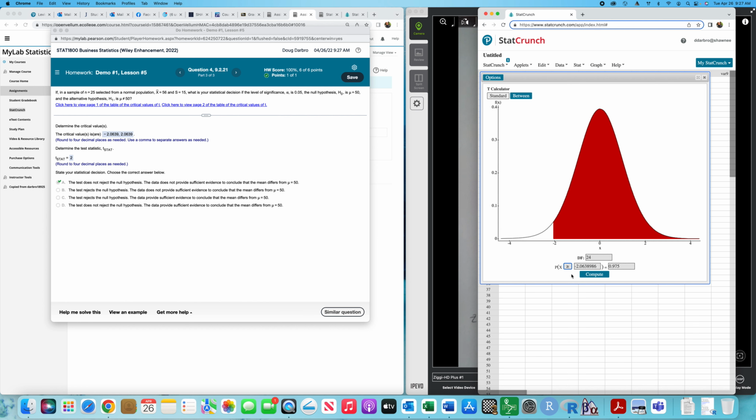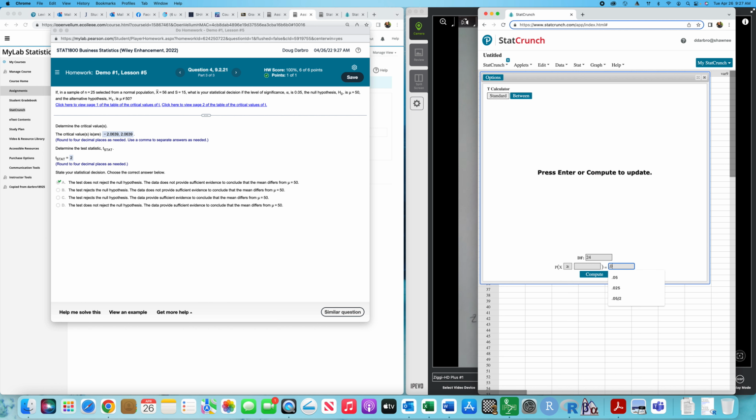If I want the upper tail, I can do a couple of things. First of all, I can say because of symmetry, it just has to be the positive of the negative 2.0639. Or if I want to prove that to myself, I can just go 0.05 divided by 2, put it in the upper tail because I've selected greater than, and I get 2.0639. So just enter those two numbers separated by a comma, and you've got it.